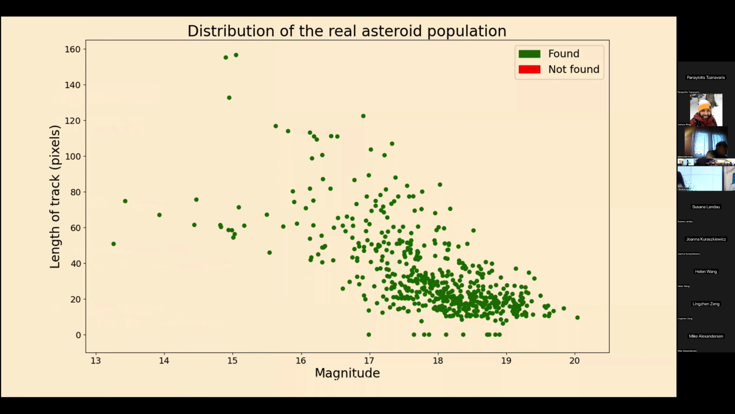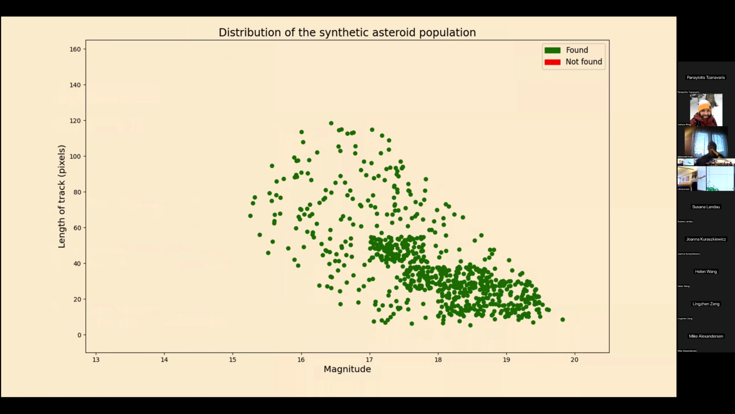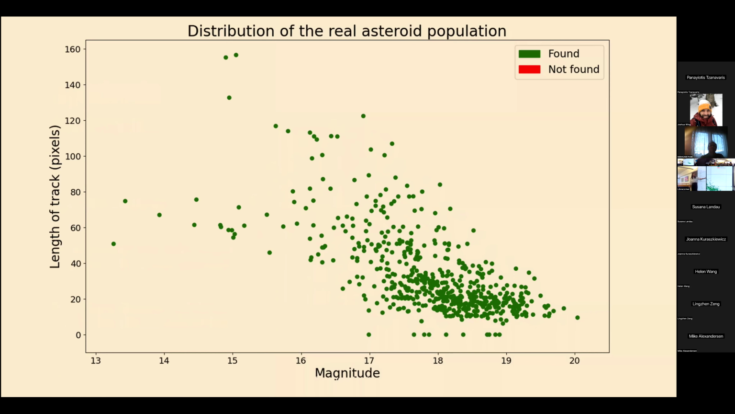So you can see here, this is the distribution of the real objects in terms of magnitude and length of track. And this is the distribution of the objects we created. So you can see that it's certainly trying to follow that of the real asteroids, but it's trying to fill in some of the gaps that are in the current detection to see whether there were some asteroids that were being missed. You can see that we've ignored these points over here because they correspond to very bright asteroids that are normally very easy to find, so we're not too worried about them.